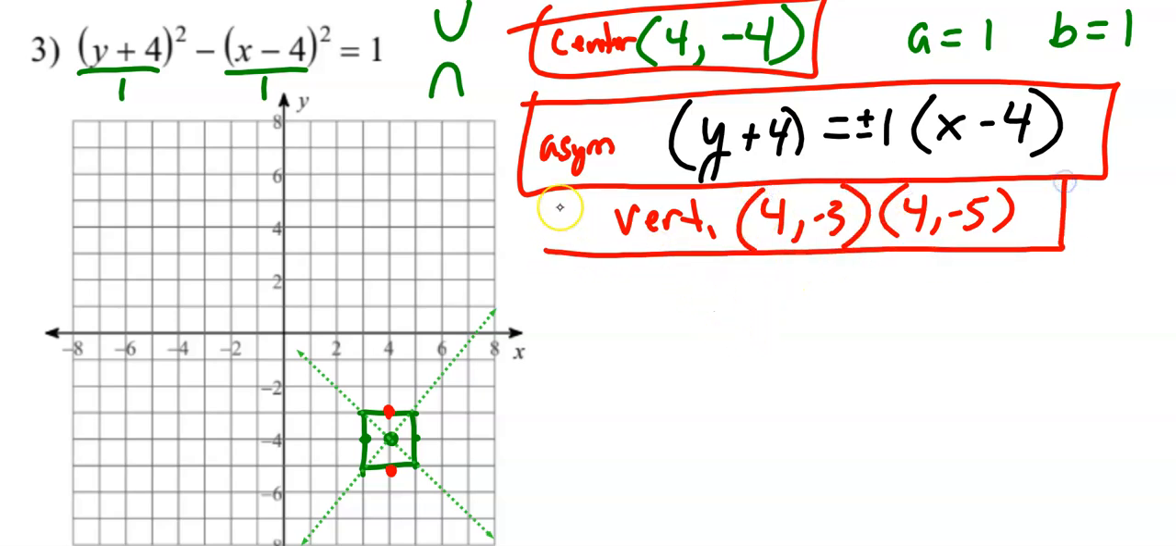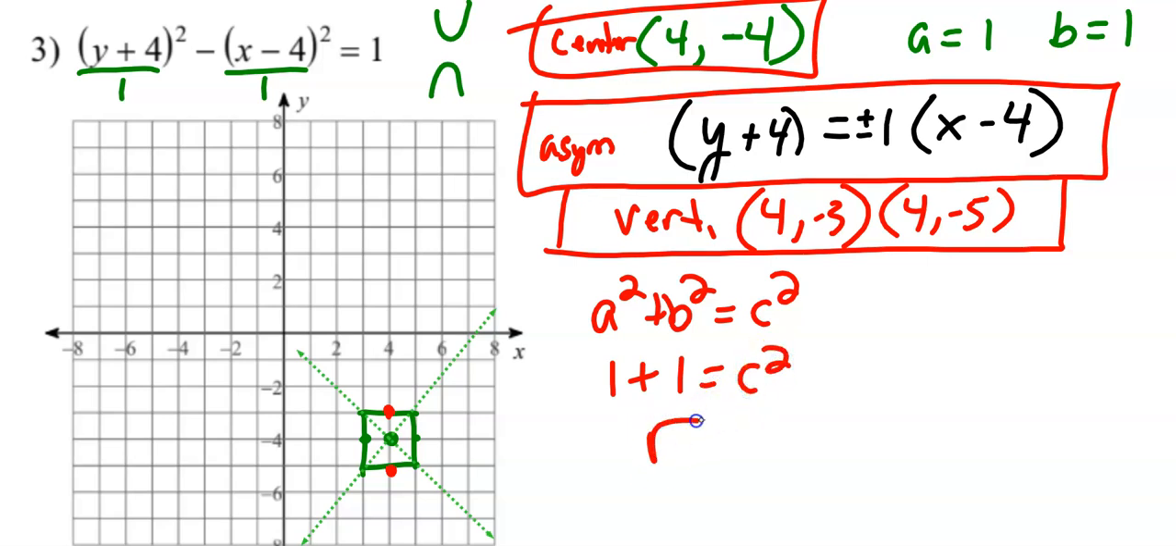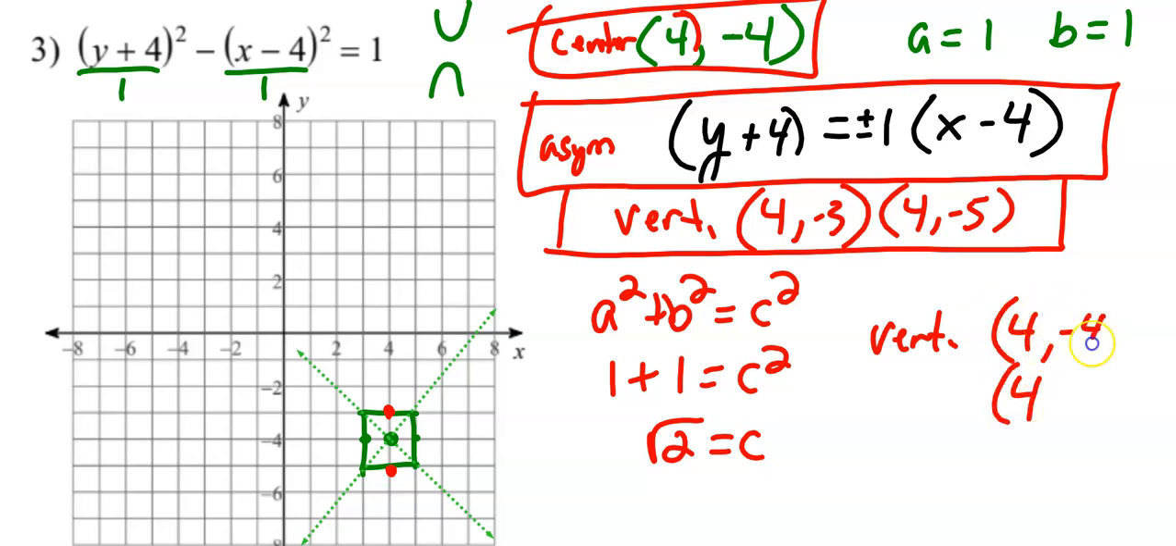There's your vertices. The foci, we're going to use a squared plus b squared equals c squared. So this gives us 1 plus 1 equals c squared, or √2 equals c. And so I'm just going to add those to our y value there. The foci are going to be the same x value as the center. So the center had an x value of 4. But then we're going to add √2 to the y value and subtract √2 from the y value.